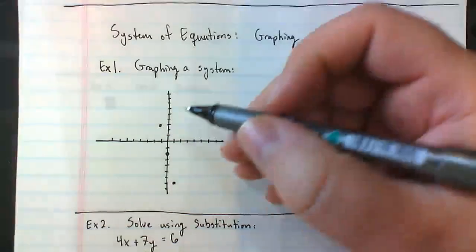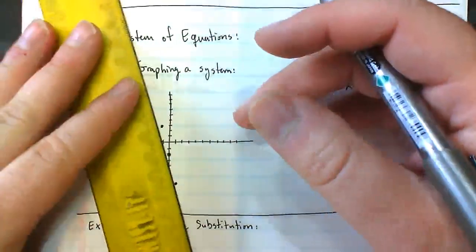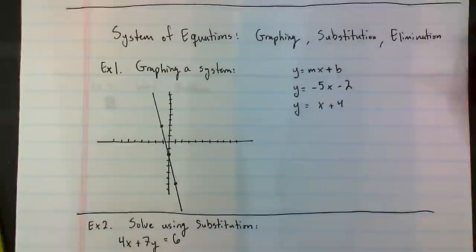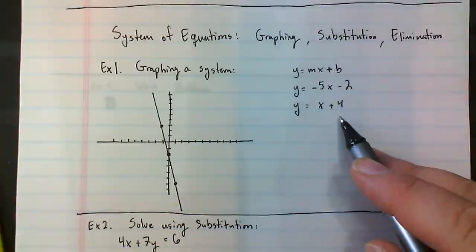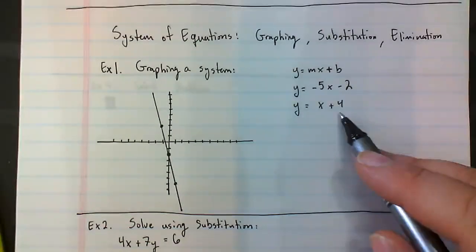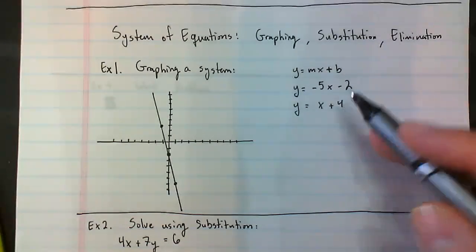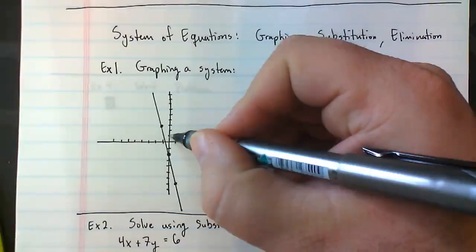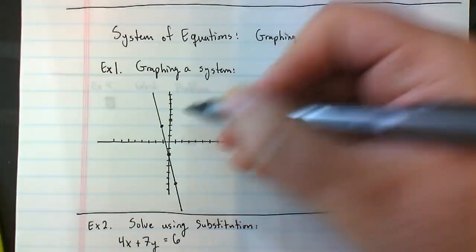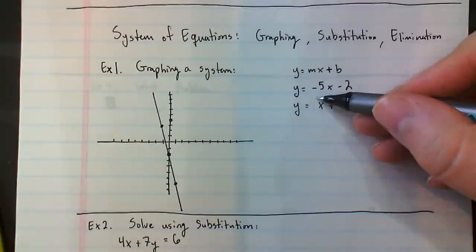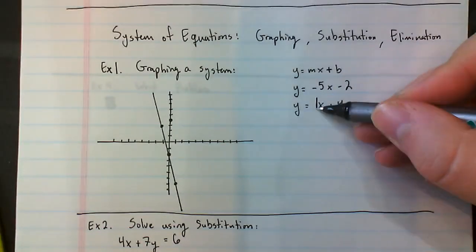These two coordinate points are on the same line, and if you want another coordinate point, you simply just count up 5 and backwards 1. So 1, 2, 3, 4, 5, backwards 1, and there you go. So I got 3 points for my graph, and I'm going to cross the line. There's my first equation graphed.